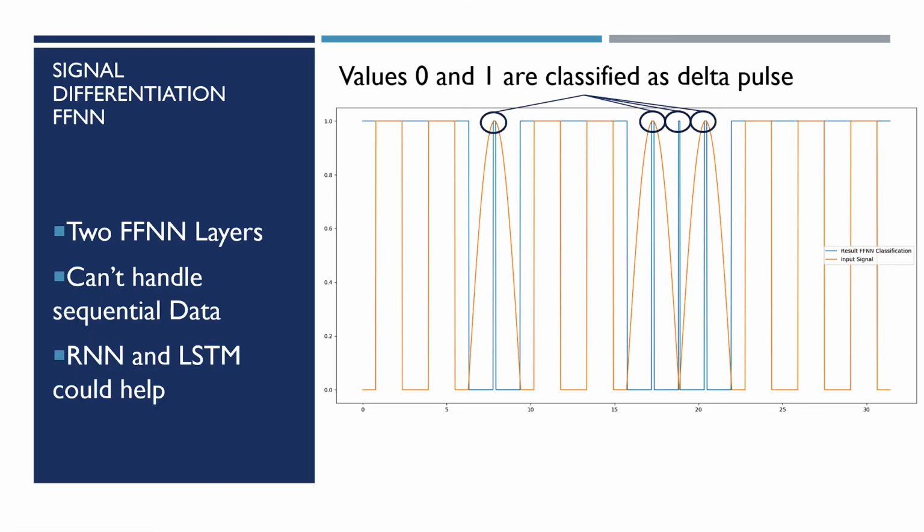After training and testing our reservoir, we wanted to compare it to another network. We compared the sine and delta pulse classification with a two-layer feed-forward neural network. We used TensorFlow to build the network. As expected, the FFNN can't handle sequential data very well due to the lack of memory or feedback. It just learns to classify a data point depending on its value. Every point with a value of exactly 1 or 0 gets classified as a delta pulse, whereas every point with a different value than 1 or 0 gets classified as a sine pulse. A recurrent neural network with long short-term memory could have helped.